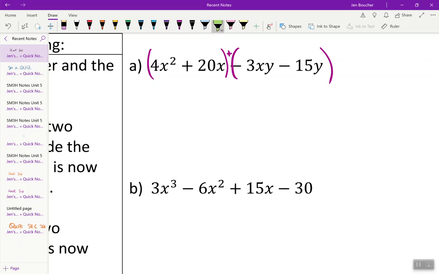Then, looking at the first 2 terms, you look for the greatest common factor. So between 4x squared and 20x, what's the GCF? An x, is that okay? 4x? We're going to take the 4x out. So the 4 comes out, the x comes out. From the first term, what are we left with? X plus 20 divided by 4, 5.